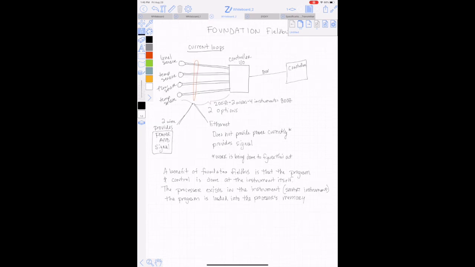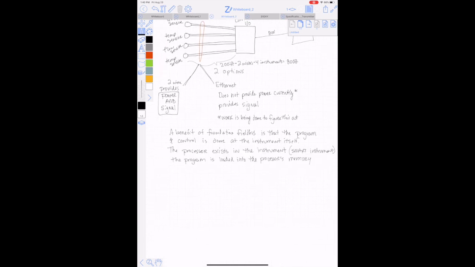A further benefit of Foundation Fieldbus is that we're actually able to download the control program into the instrument itself. This means if something were to happen to another part of the control system, the instrument may still be able to operate. These are just 4 of the common types of communication protocols you might experience in industrial control systems.